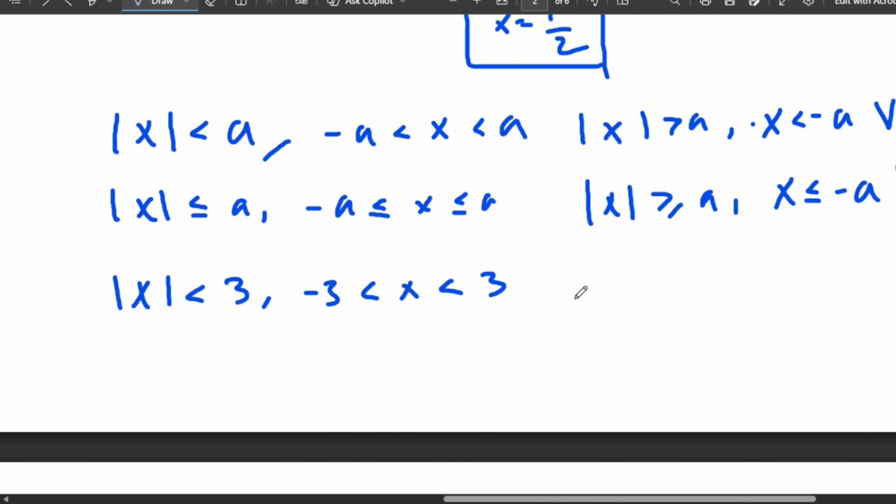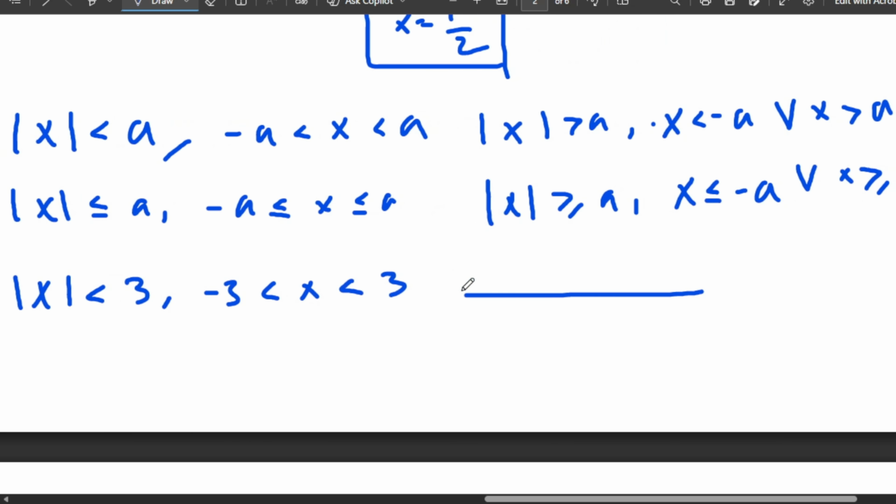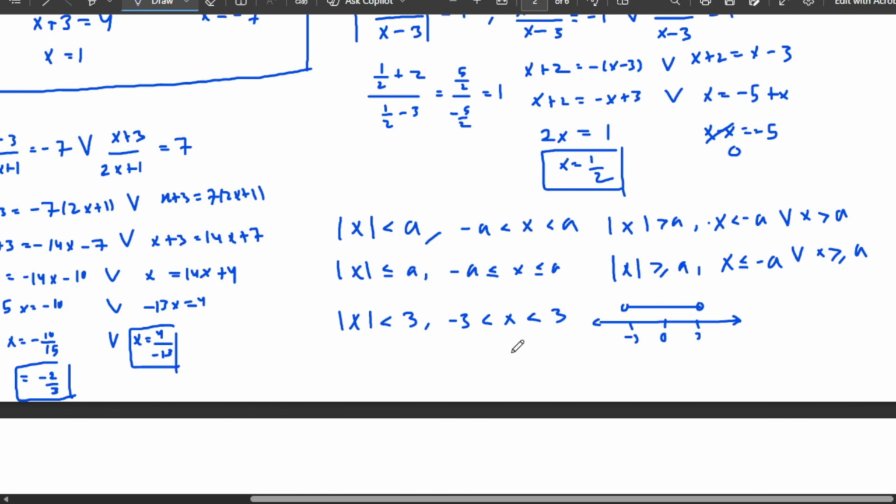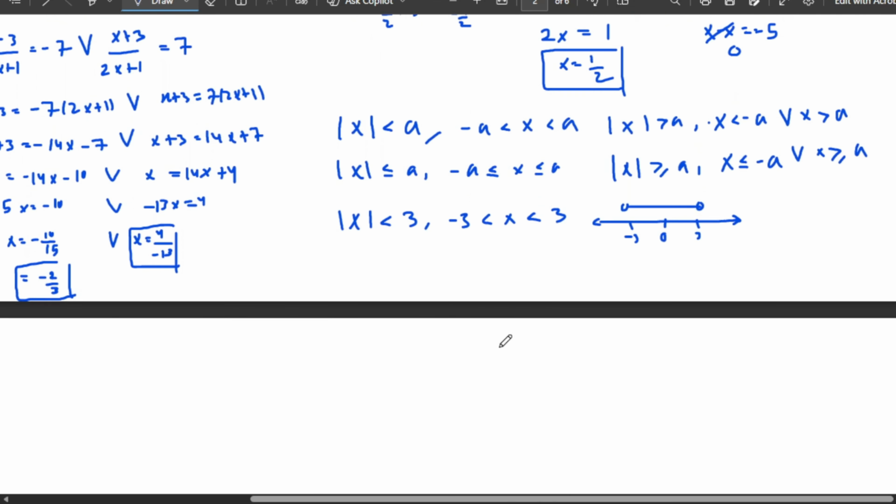And if you plot it in the number line, it would be again 3 and negative 3, with an open circle here. That's how to draw it.